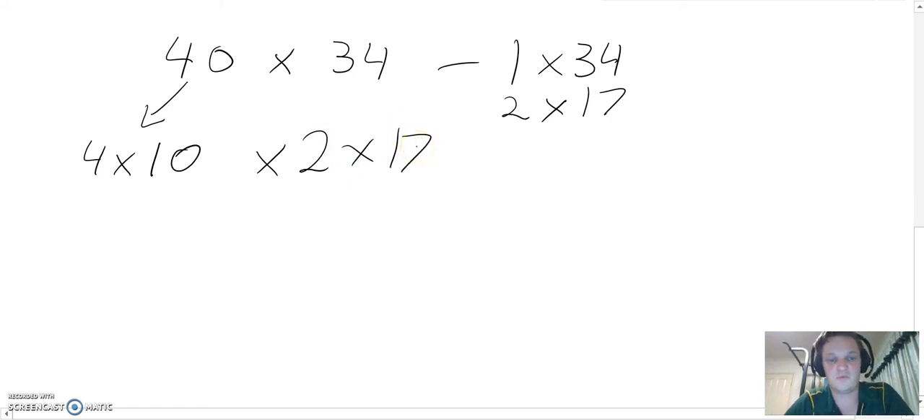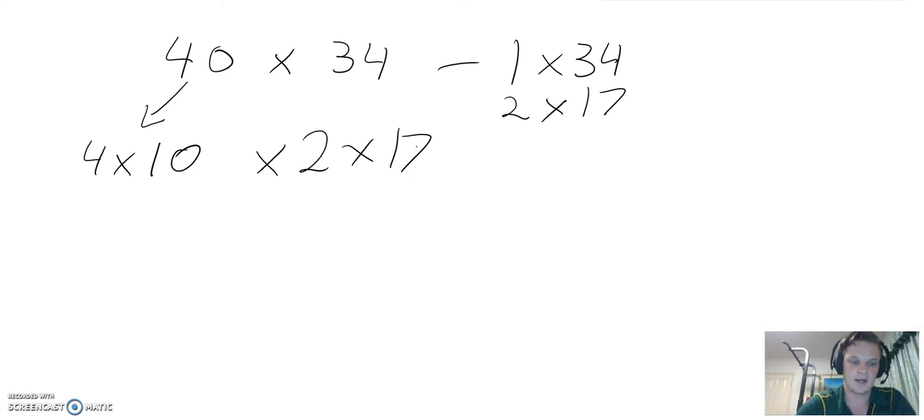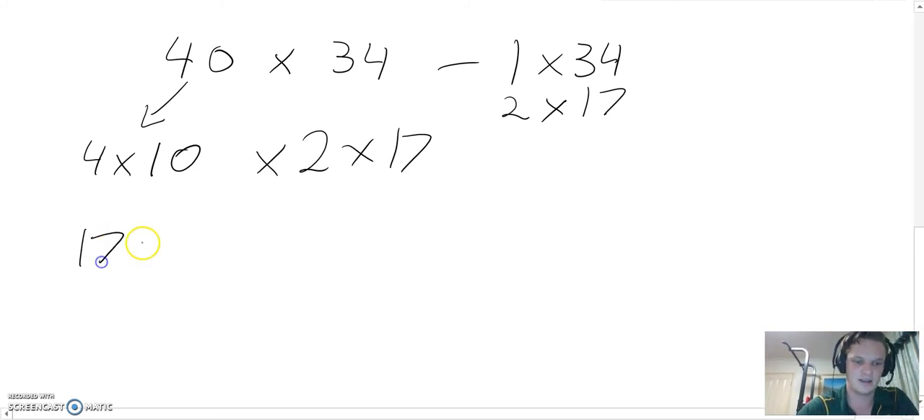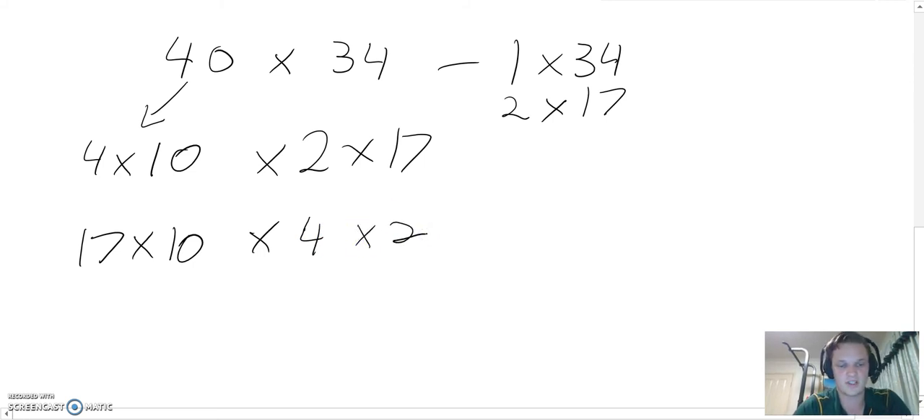Now that's still pretty tricky. It looks like a big whole lot of numbers again, so we can change it around to be even easier. Let's go 17 times 10, because that's pretty easy, all we do is add a 0, times 4, times 2. I always like to start with our big numbers. You can do it whatever way is easiest for you. So 17 times 10 is just adding a 0 to our 17. So 170 times 4 times 2.